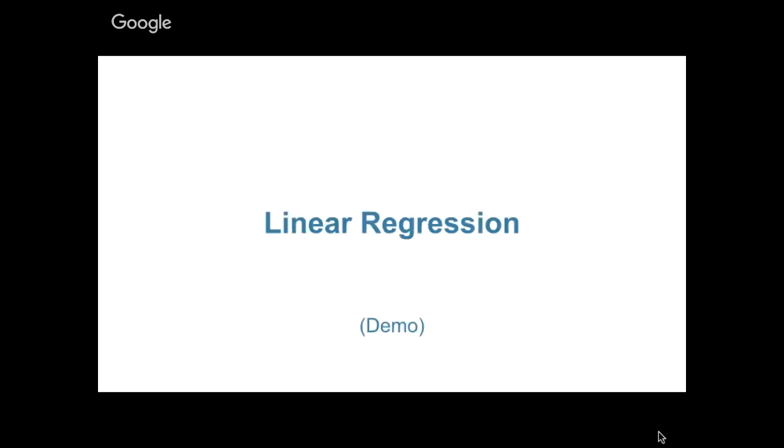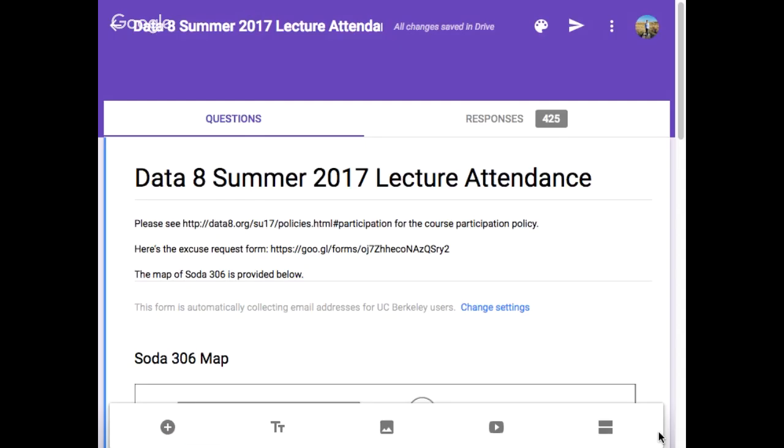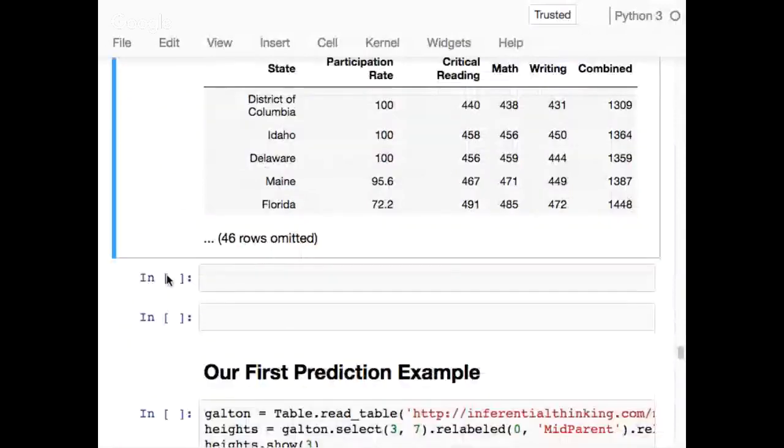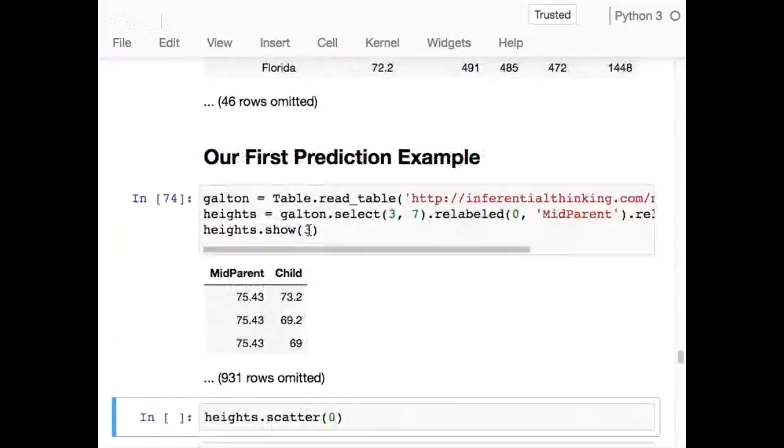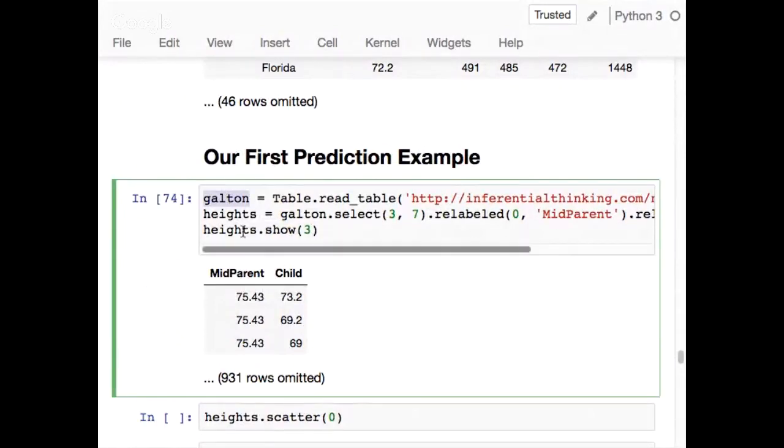Okay, let's talk about prediction or linear regression. Now it turns out that if you walk back with me all the way to the second week of class, we actually had a prediction example. If you remember, we looked at Galton's data. Sir Francis Galton was a scientist way back in Darwin's age, and he wanted to look at whether or not you could predict the child's height based on the parent's height.